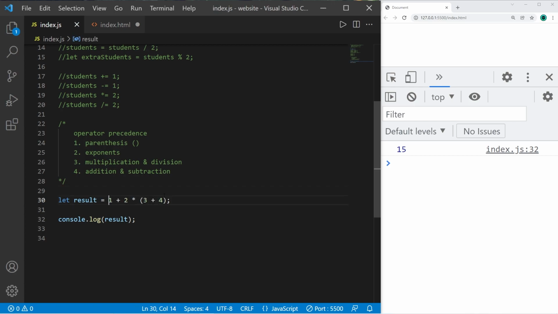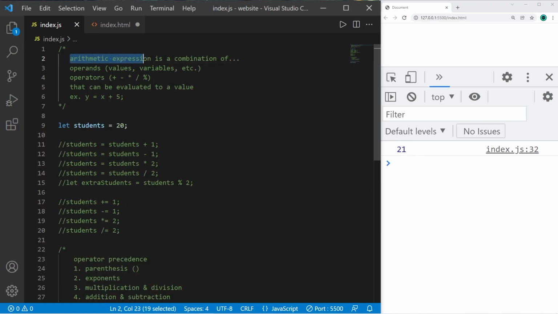Now, by adding a set of parentheses, you can force operator precedence. This time, I would like to resolve 1 plus 2 first, and now we have a new result. The result is 21. So yeah, that's a super quick video on arithmetic expressions. It's a little dull, but it's kind of necessary to cover.